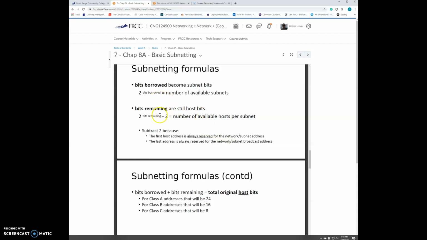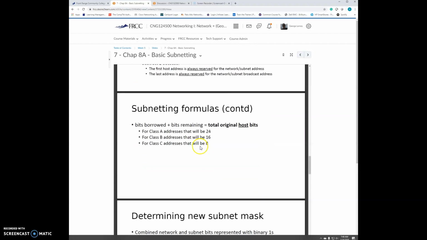Subnetting formulas. Remember, we cannot use the first and we cannot use the last, so we're always 2 less than the total. Here we are looking at bits, remaining bits. Remember that in each octet we have 8. So if we cannot use the first 8 that belong to the network in a Class A, we have a remaining host portion of 24 bits.